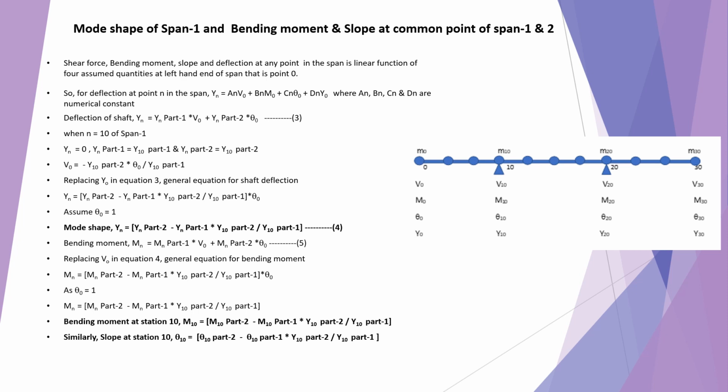Bending moment mn is equal to mn part 1 into v0 plus mn part 2 into theta 0, equation number 5. Replacing v0 in the general equation for bending moment, mn is equal to [mn part 2 minus mn part 1 into y10 part 2 upon y10 part 1] into theta 0. Again assume theta 0 is 1. So the bending moment at station 10, m10, is equal to m10 part 2 minus m10 part 1 into y10 part 2 upon y10 part 1. Similarly, slope at station 10, theta 10, is equal to theta 10 part 2 minus theta 10 part 1 into y10 part 2 upon y10 part 1.